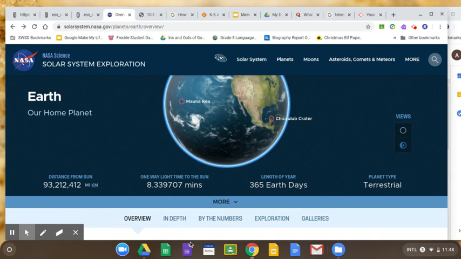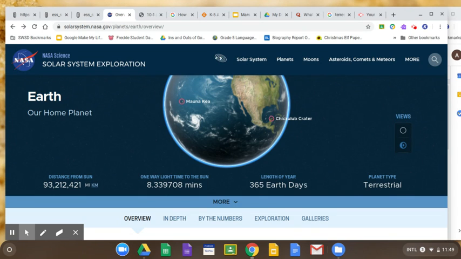So after I clicked overview, I go over to planet type, and this is terrestrial. Terrestrial means it's a planet having a compact rocky surface like the Earth. The Latin word for earth is what the meaning of it is. So if it says that, then it's going to be mostly solid. So for the Earth, we know it's mostly solid.